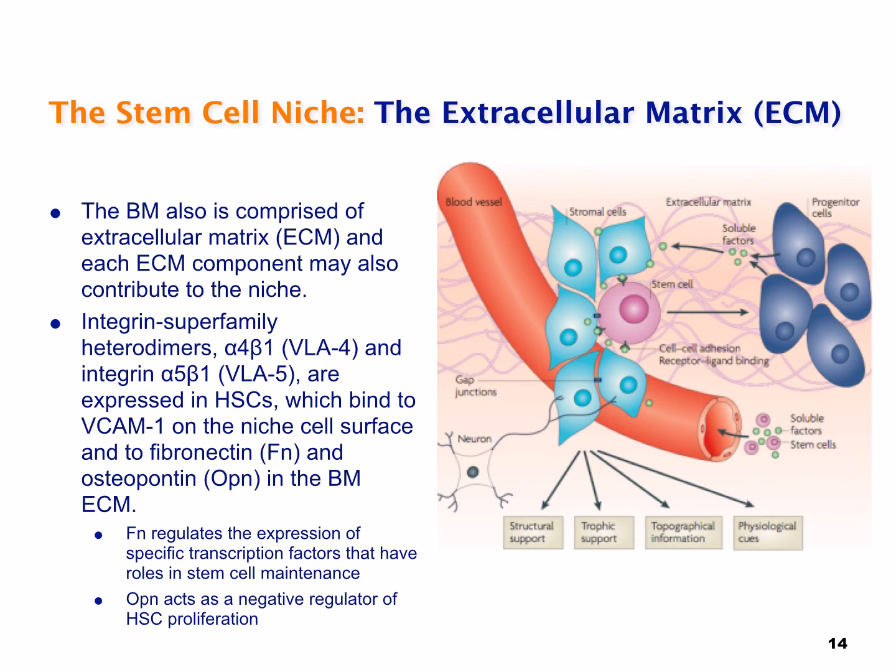In addition, it's been shown that OPN, or osteopontin, acts as a negative regulator of hematopoietic stem cell proliferation. It's been shown that it increases the cycling of hematopoietic stem cells when it is eliminated from the bone tissue in osteopontin knockout mice.